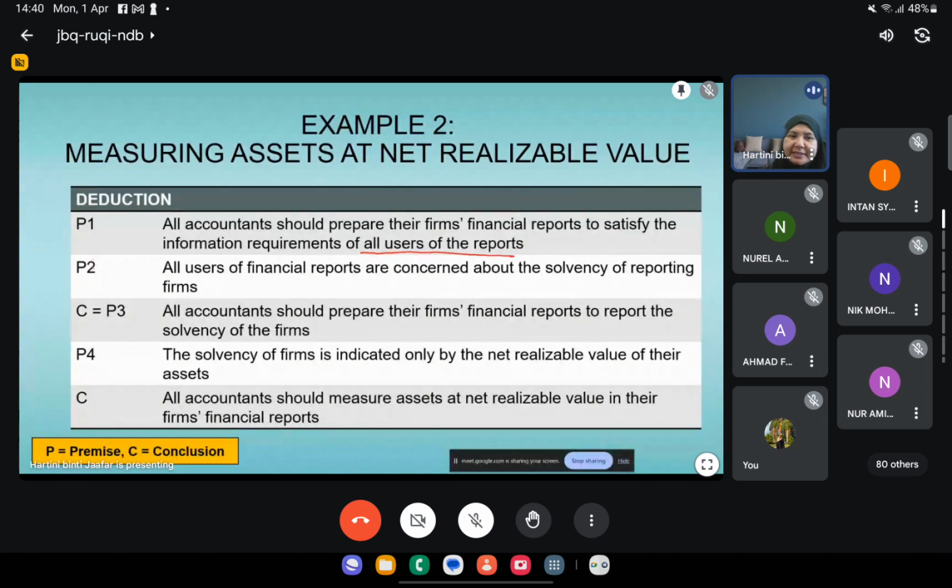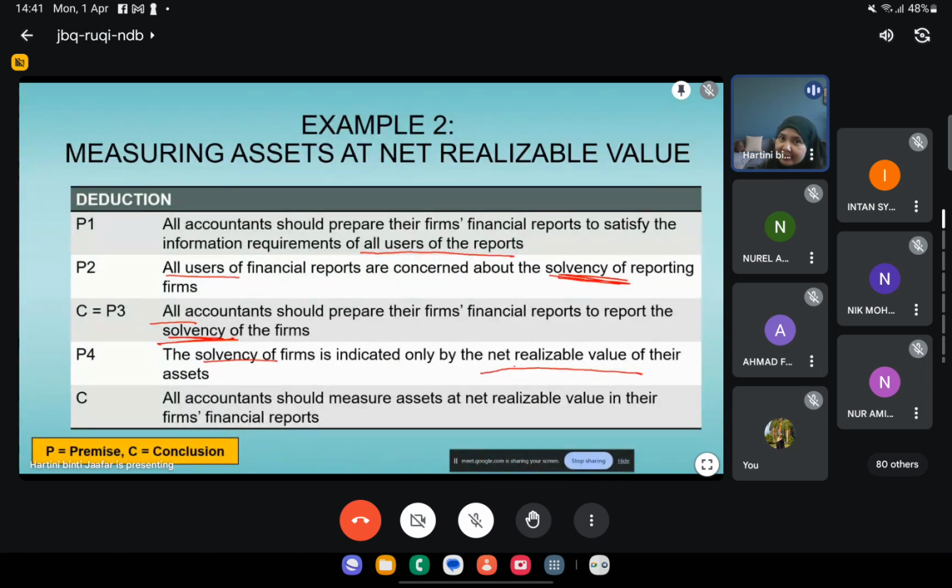And then the second premise is that all users of financial report are concerned about what is their main concern? The main concern is the solvency of the reporting firms. So the conclusion is that all accountants should prepare the solvency of the reporting firm, because that is the information needed by all users of financial report. Okay, and then the next premise is that the solvency is determined by what? Is determined or indicated by the net realizable value of the asset.